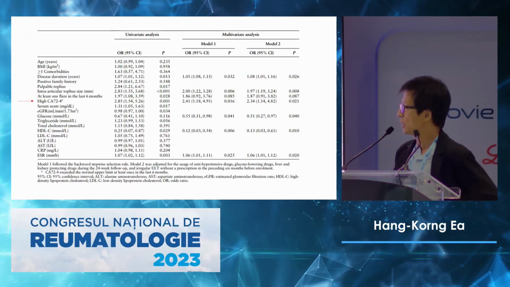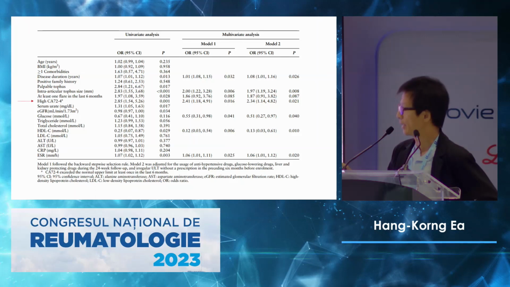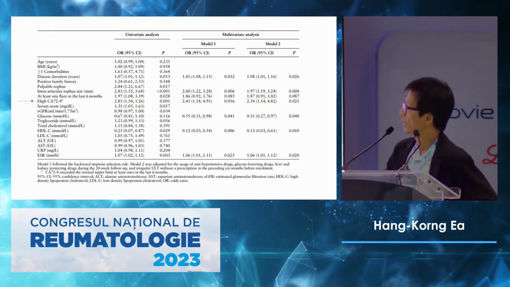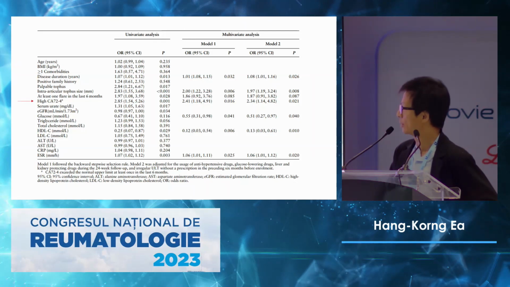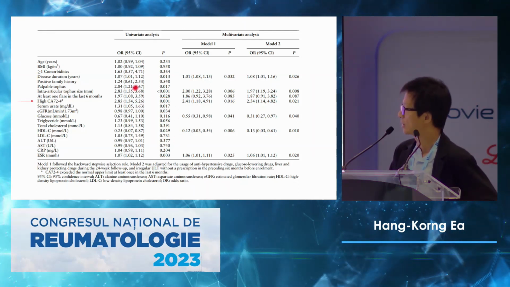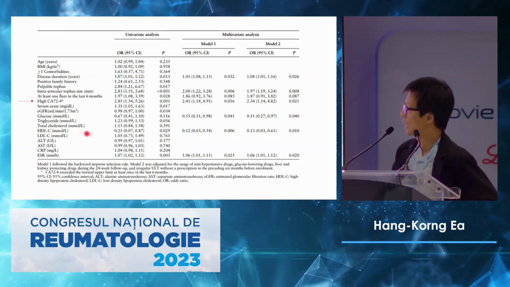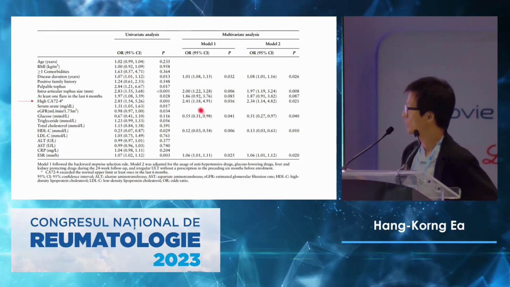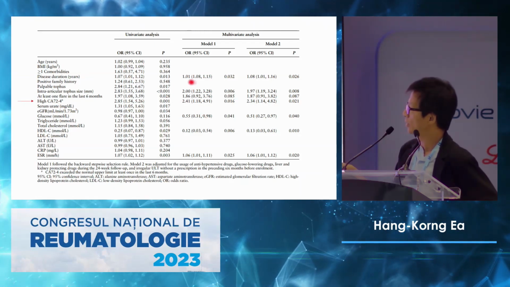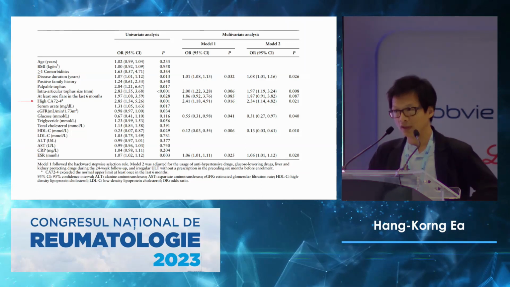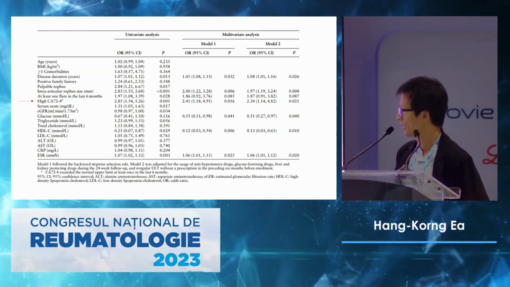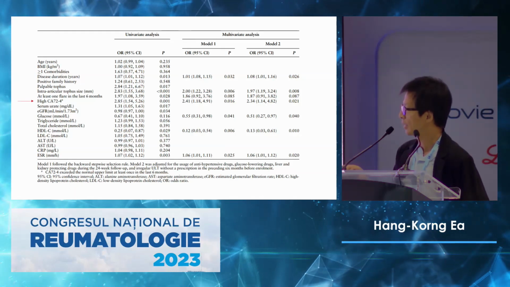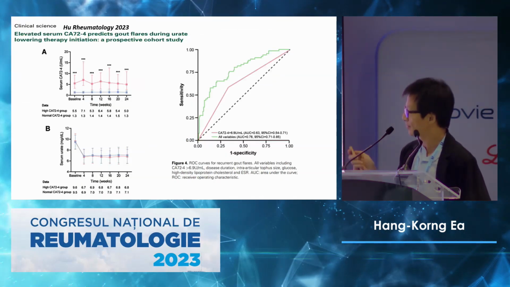And what is interesting, and what is not explained, is that we tried to identify a lot of factors associated with the flare, such as high production and high concentrations of this protein. But we can also observe that the presence of tophus is also a clinical factor associated with the risk of flare. We will discuss this after the sessions.